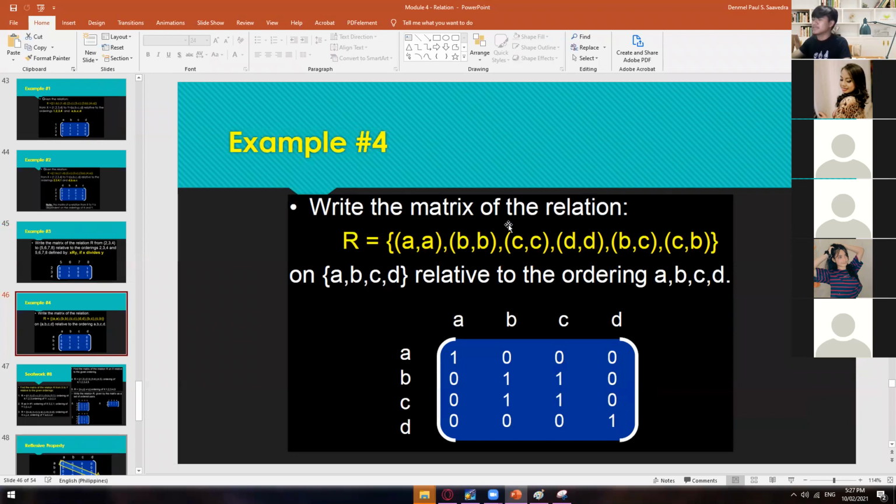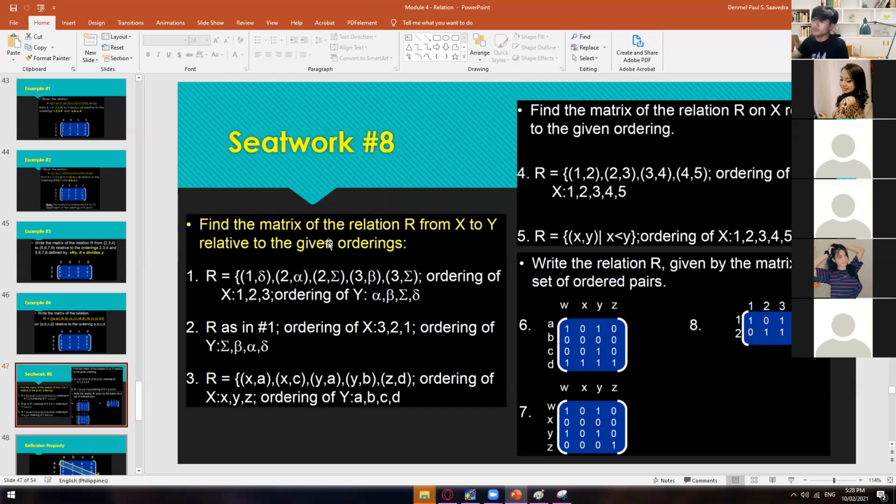Anyway, so let's have this example number 4. So write the matrix of the relation AA, BB, CC, DD, BC, and then CB. So as you can see, just plot everything on these orderings. We have ABCD and then ABCD. Okay. So AA, BB, BC, CB, and then CC, and then DD. Right? And yeah, so this one is actually representing a reflexive matrix and at the same time a symmetric matrix.